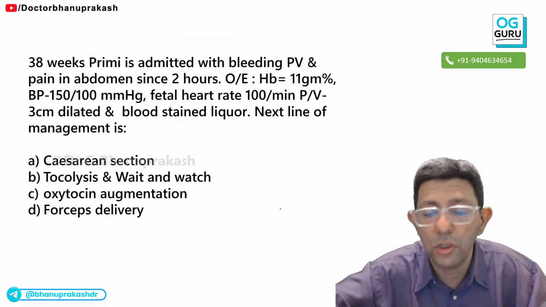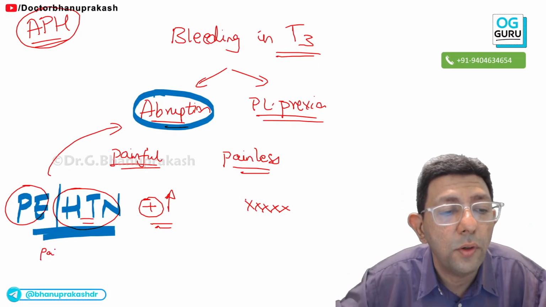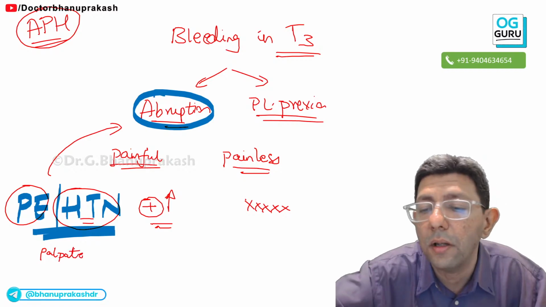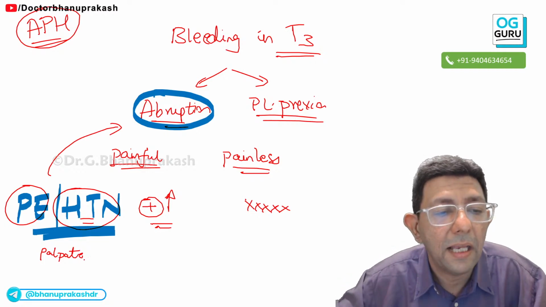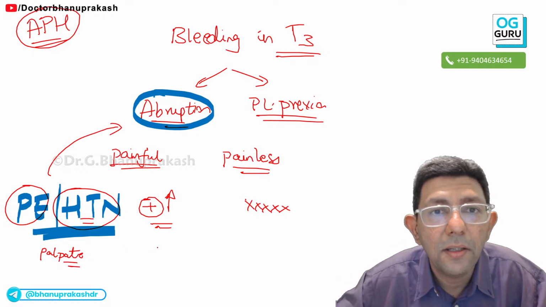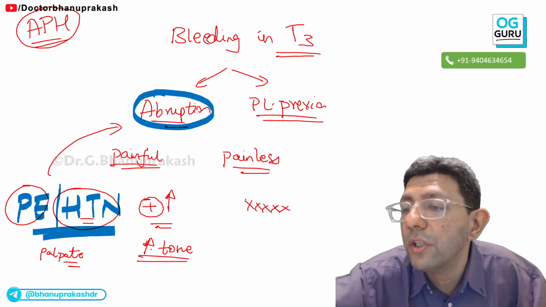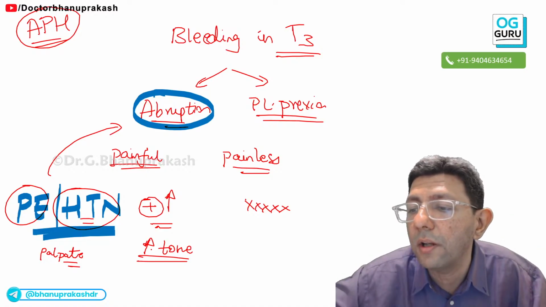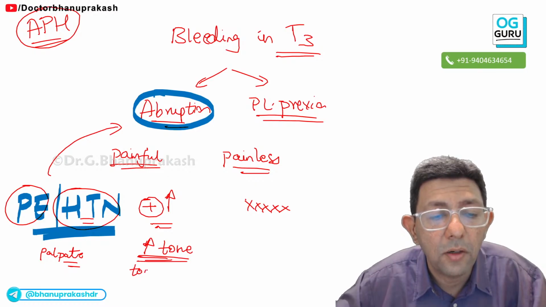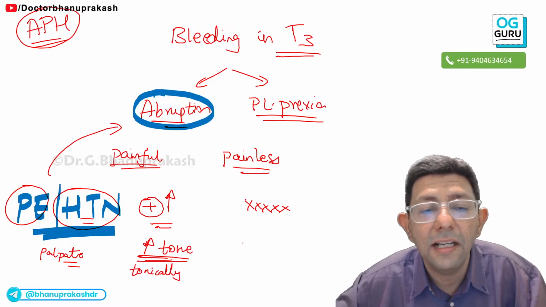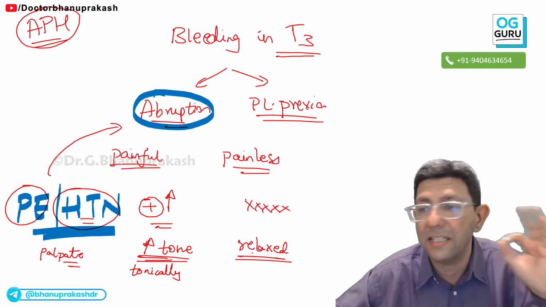Now please pay attention, and most importantly, can you tell me how the uterus is going to be when I palpate it? Anybody? When we palpate the uterus, the uterine tone is going to be increased. So if anywhere in the question paper you get a tonically contracted uterus, blindly mark abruption. The uterus is tonically contracted, hard, while in placenta previa the uterus is going to be relaxed. Is this understood to all of you?